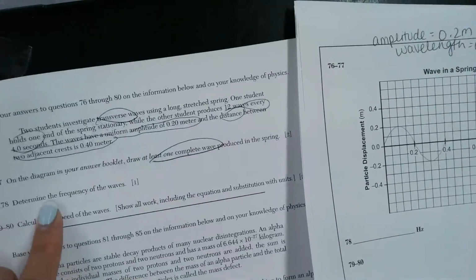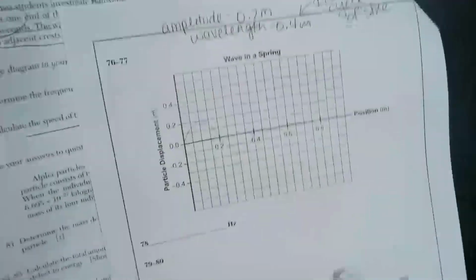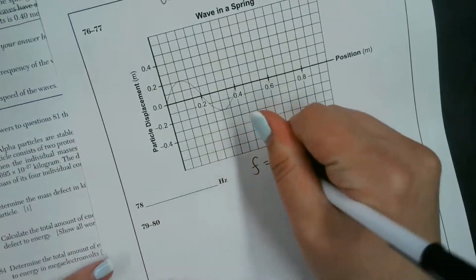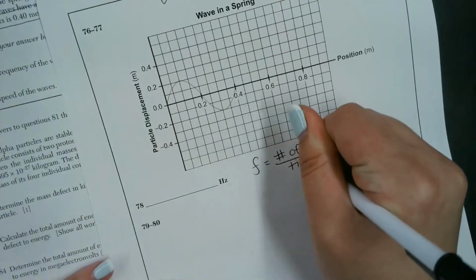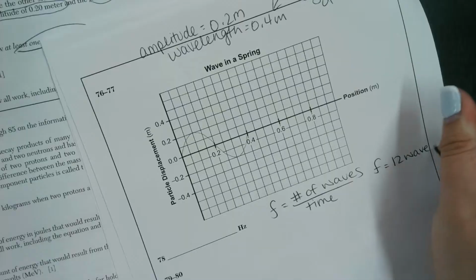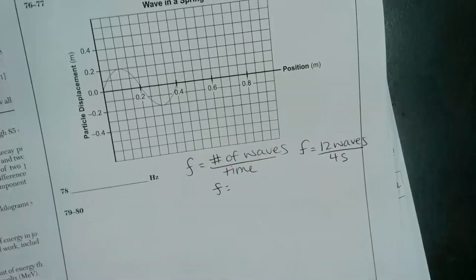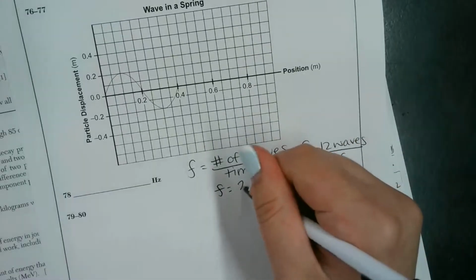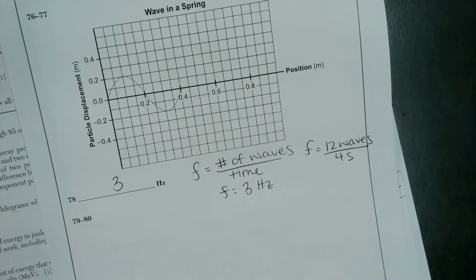And 78 says, determine the frequency of the waves. So remember, that's why it's so important to know the definition, because they didn't talk anything about period, wavelength or speed. Frequency is going to be the number of waves over the amount of time it takes. They said in the question, 12 waves every 4 seconds. So 12 over 4 is 3 hertz. You just put the number 3 on the line.